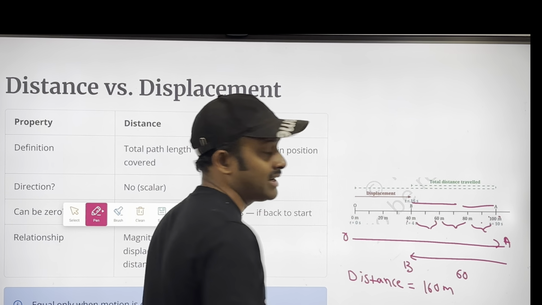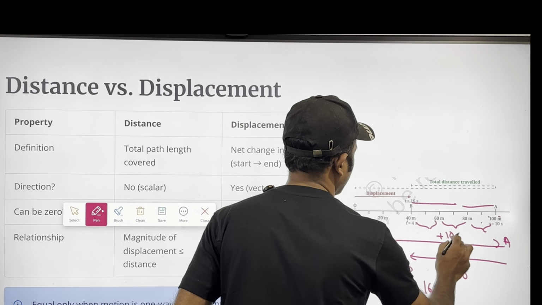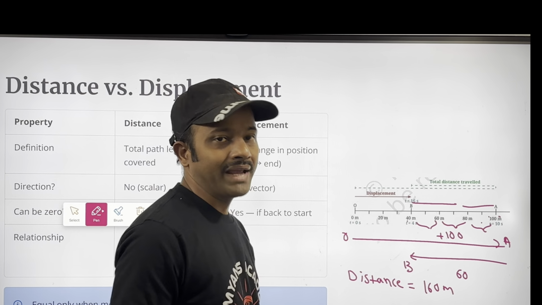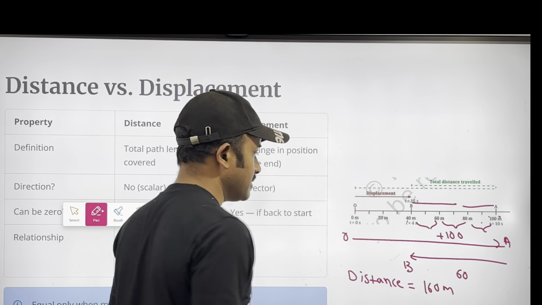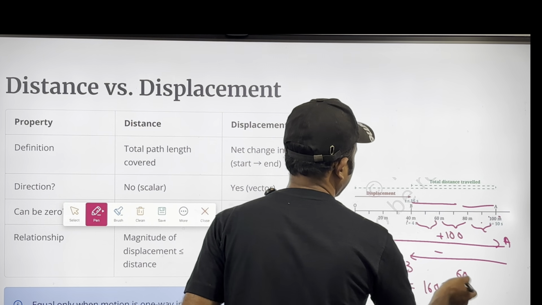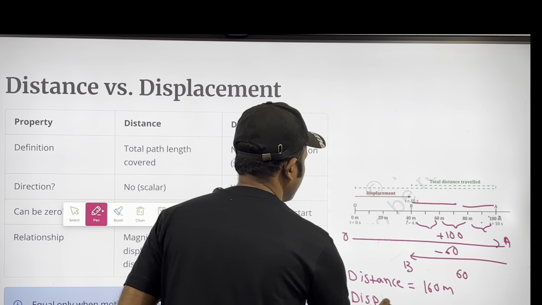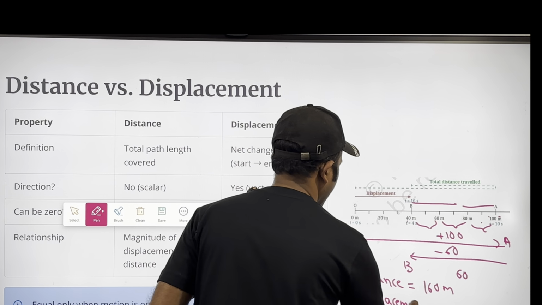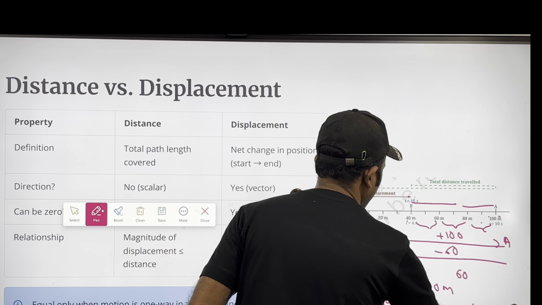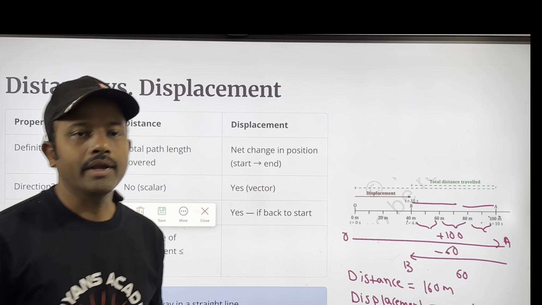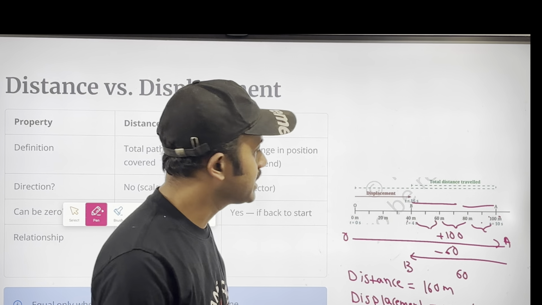So while considering the displacement, if the object is moving O to A, it means positive 100, so plus 100 you have to take. From A to B it is moving towards the left side direction, so the value you have to take negative. So 100 minus 60 gives you the displacement. So displacement is 100 minus 60, which is equal to 40. Okay, your distance is 160 meter and displacement is 40 meter. Is it clear to everyone?